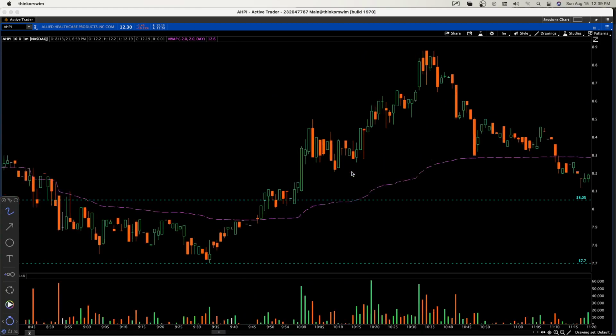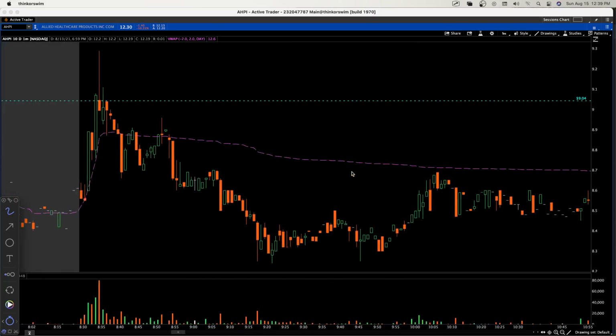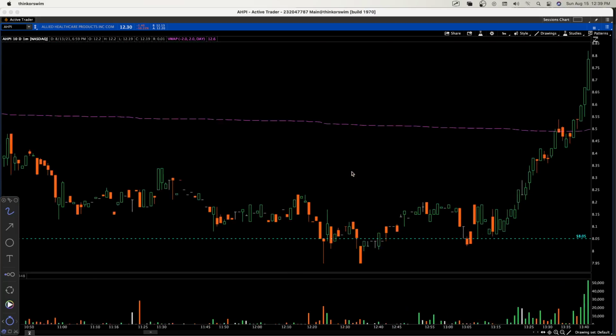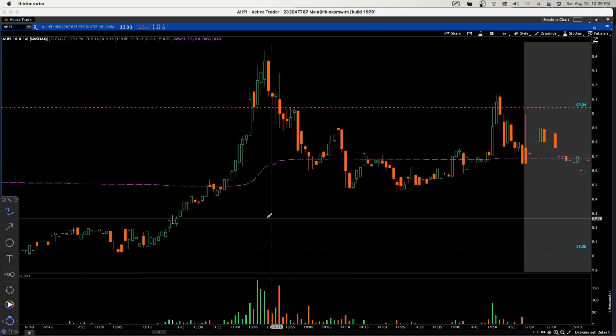Trading pretty choppy there. Not a good day there. Let's look at this move here where we broke VWAP. Okay, let's take a look at this move here.